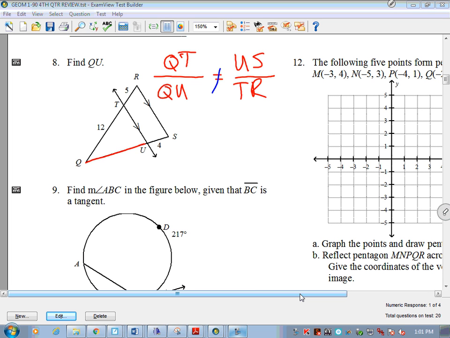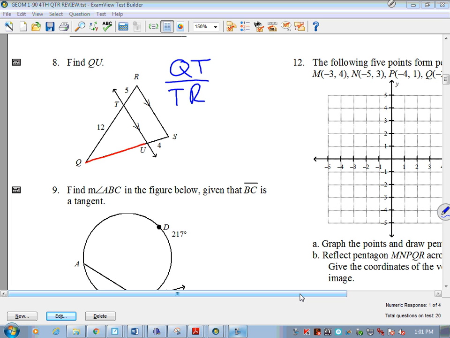Now, one other possibility is I can do QT over TR. I can do this length over this length. It's proportional to QU over US. But again, if I'm going to do QT over TR, I can't do US over QU. Okay, you get where I'm coming from? All right, now let's just use the one that we've got here.